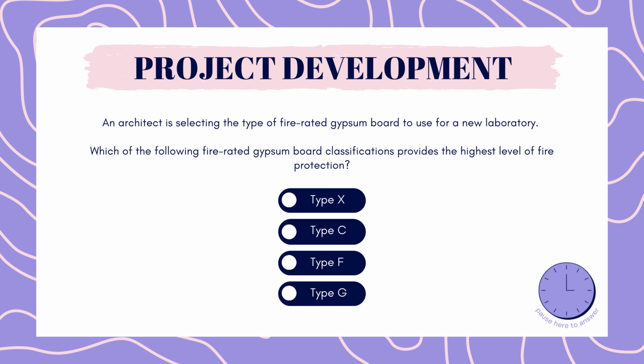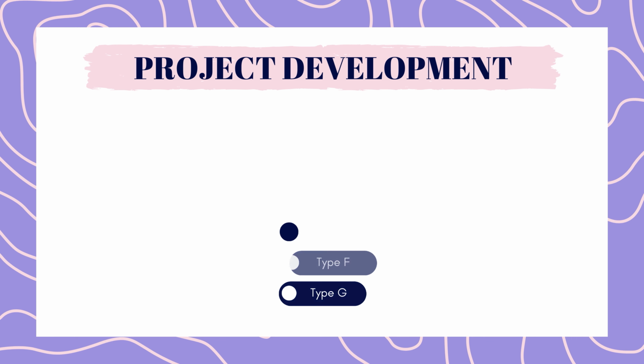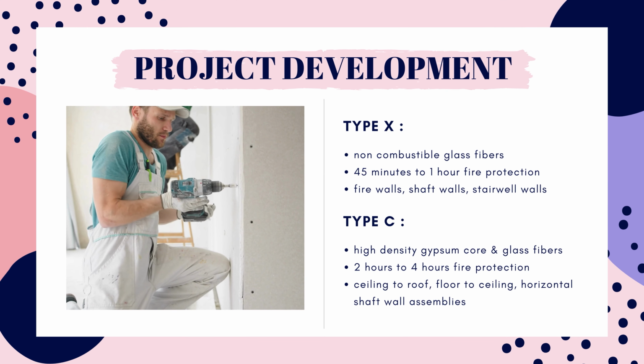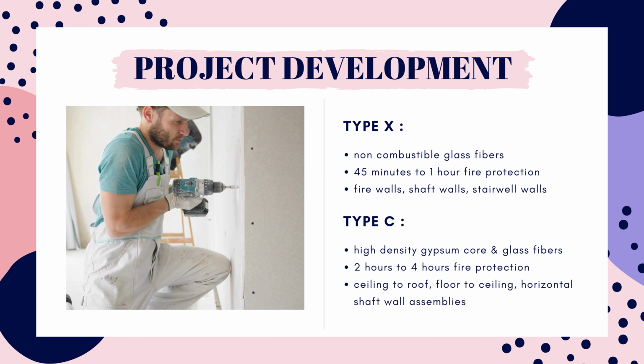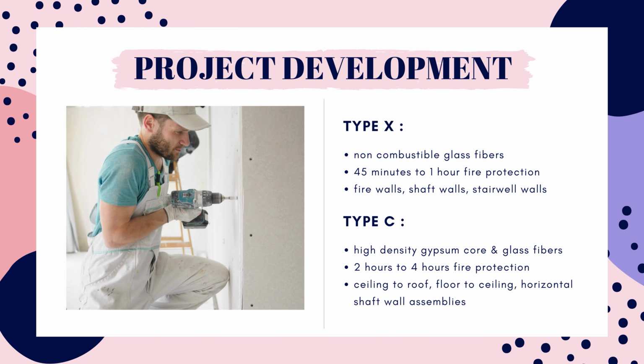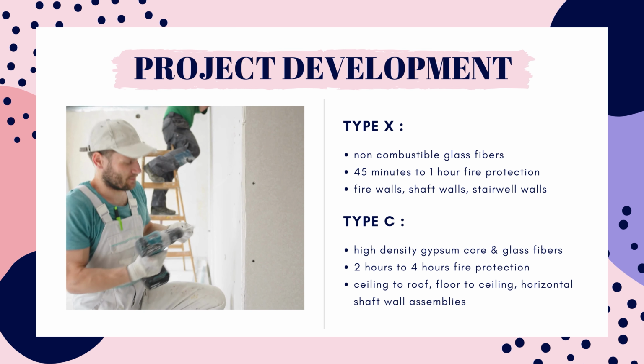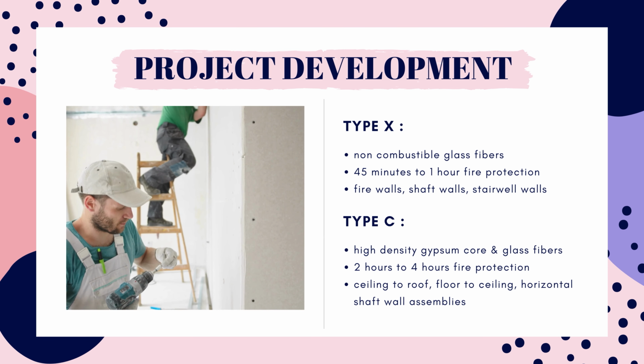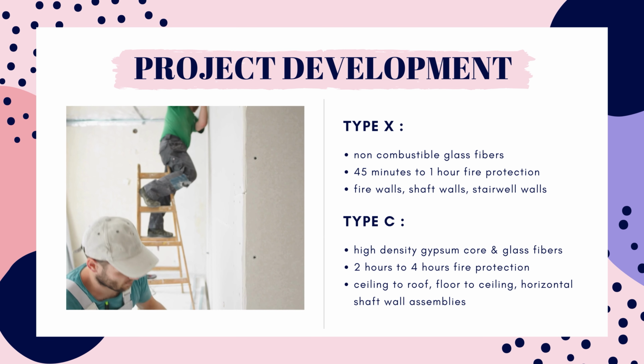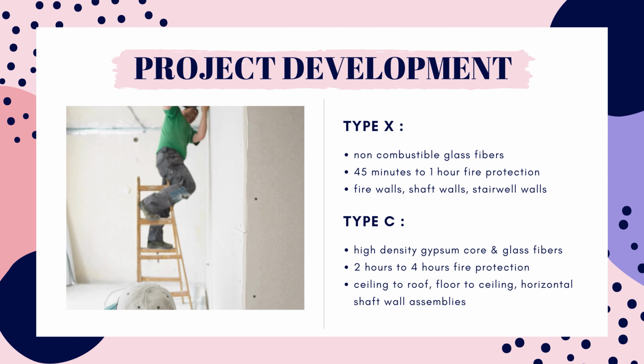And the answer is Type C. We can knock two of these out right away, since there is no Type F or Type G classification. So let's take a look at Type X and Type C. Type X is made from gypsum that has non-combustible glass fibers, which increase its fire protection to 45 minutes to 1 hour. This type of board is typically used at firewalls, shaft walls, and stairwell walls.